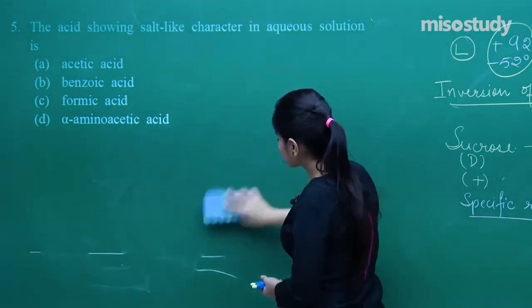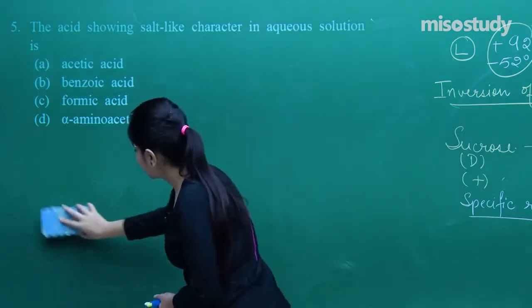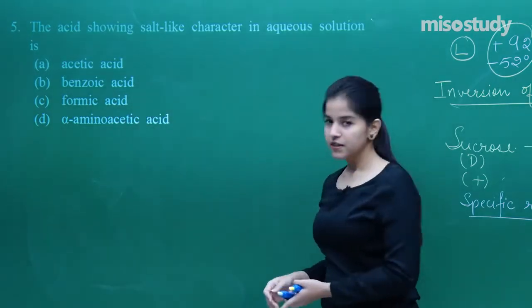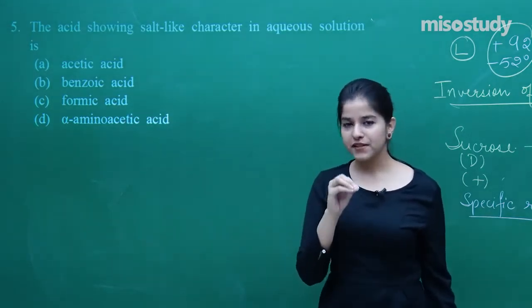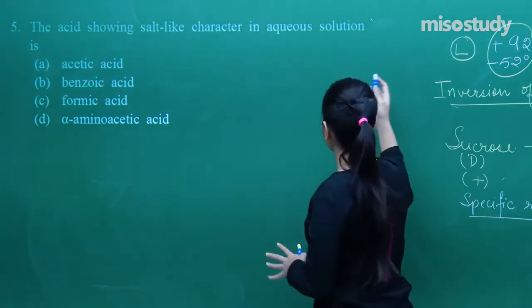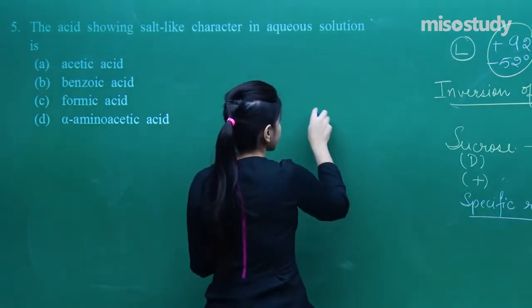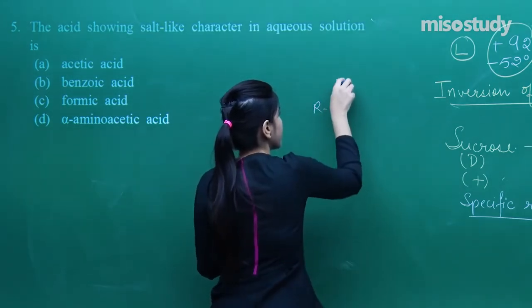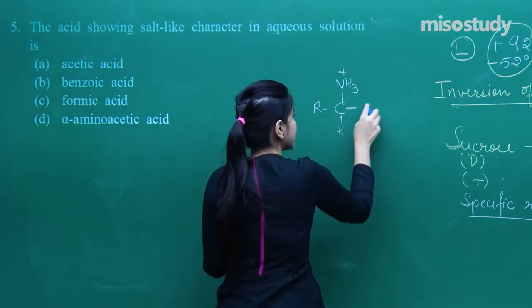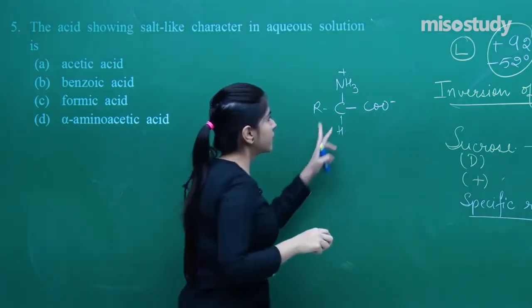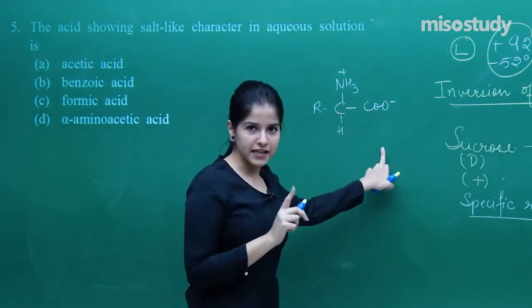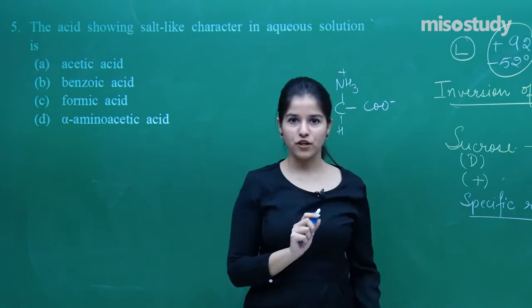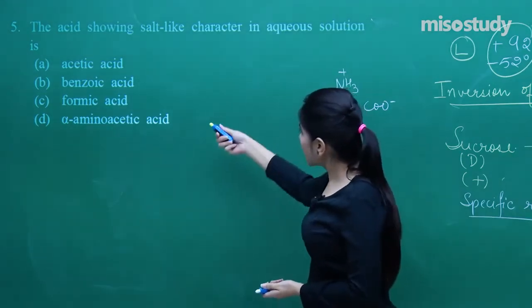The acid showing salt-like character. What is a salt-like character? Salt-like character is definitely present in the amino acid. How? In order to form a zwitterion. So that is known as the salt-like formation, having a positive as well as a negative ion within the same molecule. So where is our option?